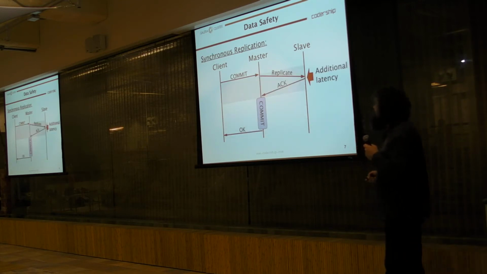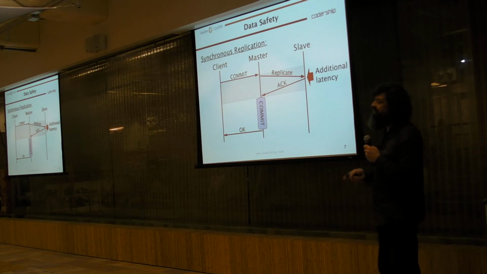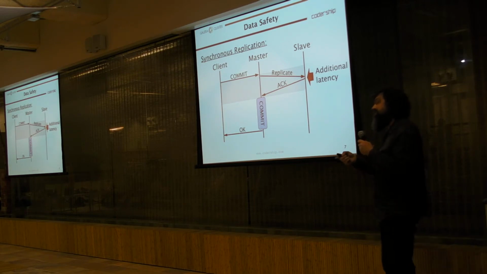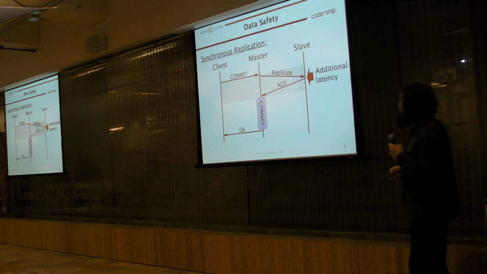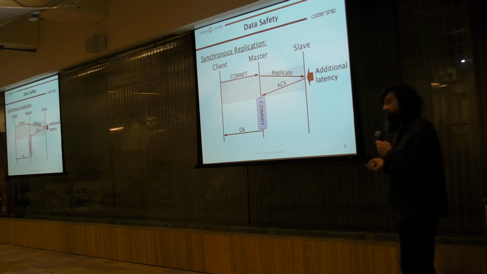So there enters synchronous replication, where before you commit the transaction locally on the master and send OK to the client, you first send this transaction to the slave and wait for acknowledgement, and then you commit it and send OK to the client. And the client knows that if it got OK, then this transaction must be on at least two or more servers, and it's redundant. So what we see here is that synchronous replication introduces additional latency as a price for data redundancy.